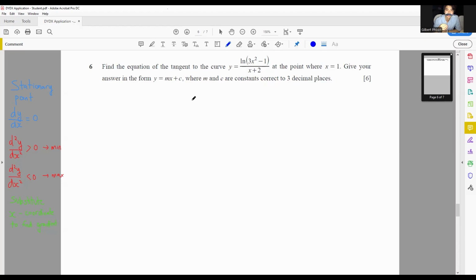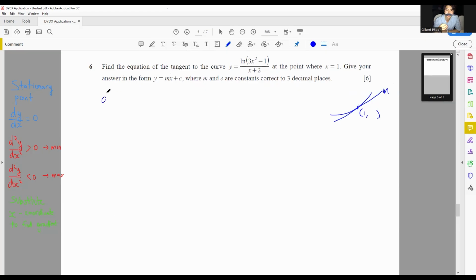Okay, so once again, let's imagine this curve here. Again, we don't know what the curve looks like. And then the tangent at x equals 1. Draw a line here. This is when x equals 1. To find the gradient, it is always to find dy/dx and substitute x equals 1 inside, right?